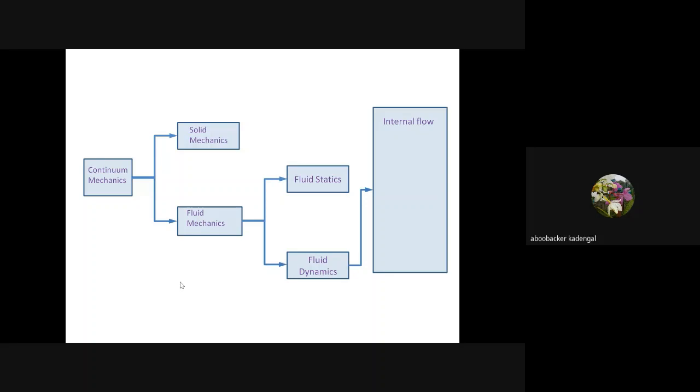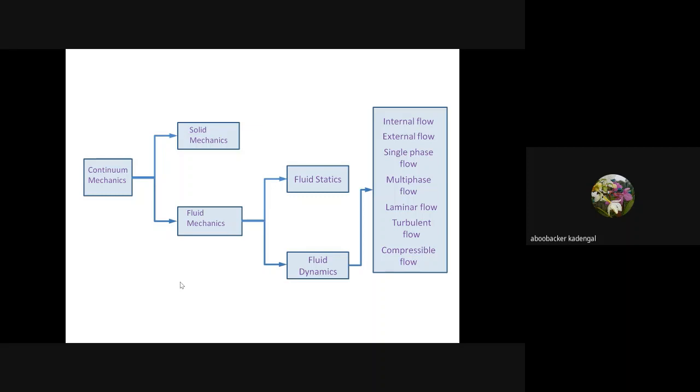In fluid dynamics, we may discuss internal flows, external flows, single phase flow, multi-phase flow, laminar flow, turbulent flow, compressible flow, etc. Some of these flow classifications have direct practical applications. So internal flows through pipes, pipe networks, then turbo machineries, flow measuring devices, flow control devices, etc. The internal flows will be there.